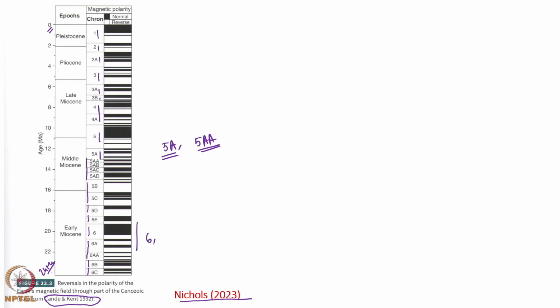Similarly, here 6 and 6a constitute different parts of the polarity zone. 6 is here and 6a is here, and then 6aa is also different from 6a. Here is the 6aa. So this is a more recent version. One needs to keep watching the research papers for any changes that take place with time, and for any updates.